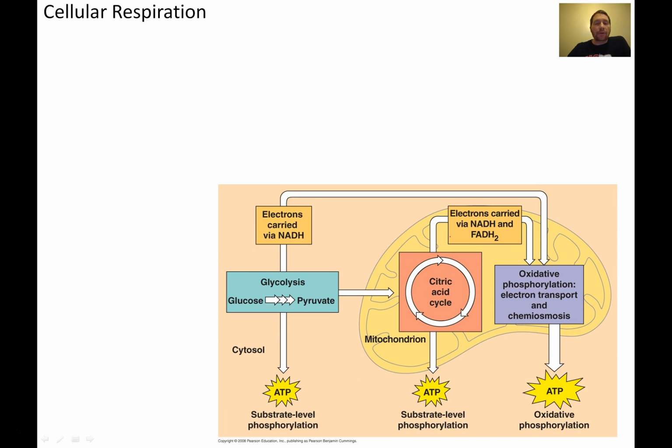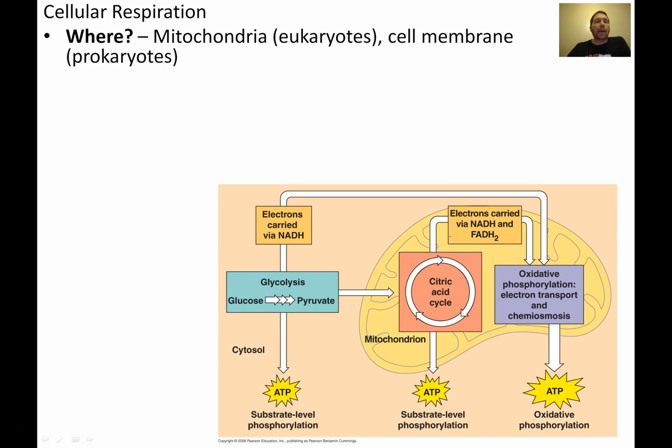So let's get into the details of cellular respiration and what happens during the process. Where does it happen? I already taught you that cellular respiration happens in the mitochondria. This is in eukaryotes only. Prokaryotes can also do cellular respiration, but prokaryotes do not have a mitochondria. So for bacteria, they actually use their cell membrane to do cellular respiration. So that's where it happens. It happens in the mitochondria of eukaryotes, and it happens in the cell membrane of prokaryotes.